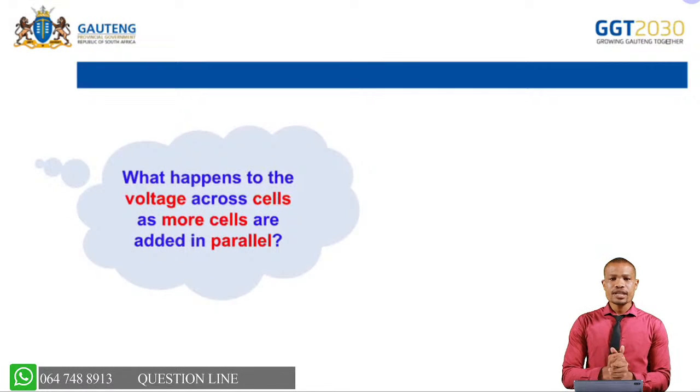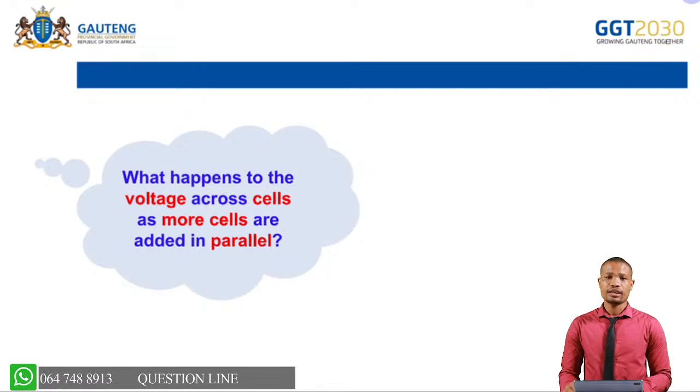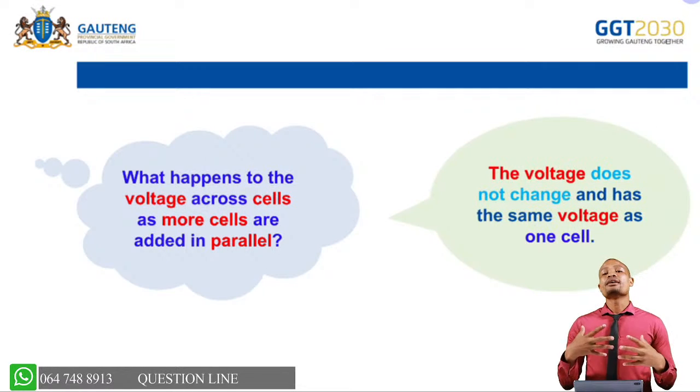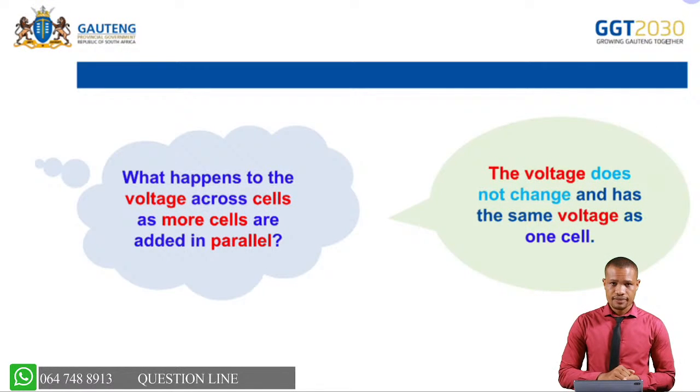Right, so now I have a question before we begin our lesson. What happens to the voltage across cells as more cells are added in parallel? I'm very interested in your answers. What do you think? You can discuss with your friend. Okay. Well, if you paid attention when I was talking about electric cells, you would remember that the voltage of parallel cells is the same as the voltage of one of those cells. So if the cells each contribute 1.5 volts, when they are connected in parallel, their voltage is going to be the same as the voltage of one cell. I hope you remember that.